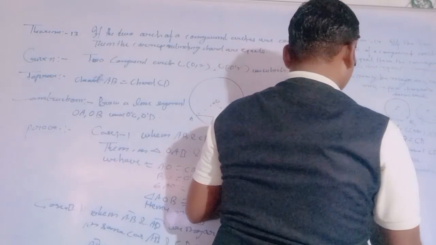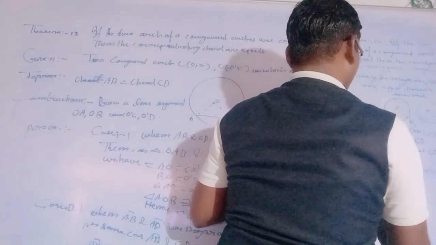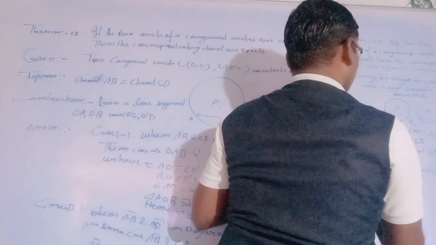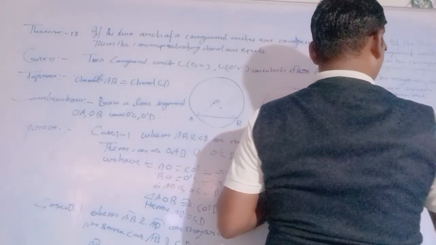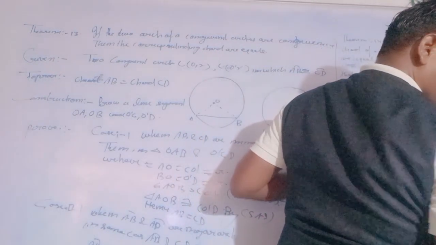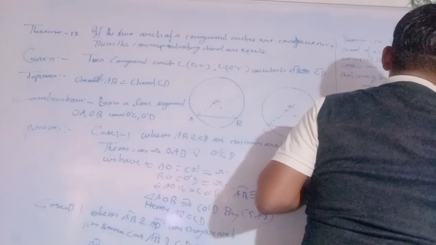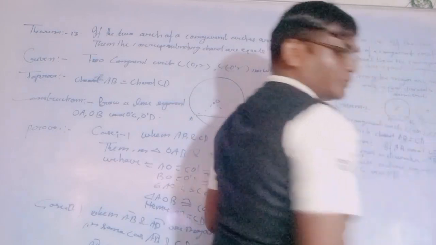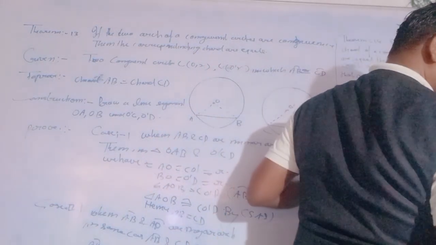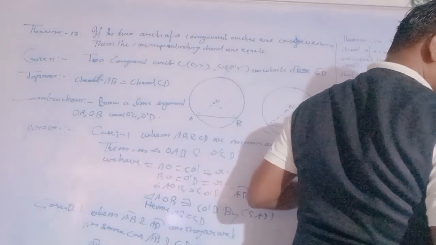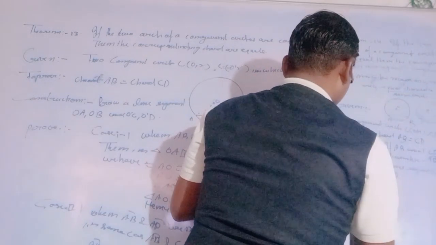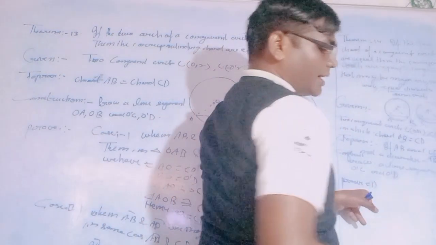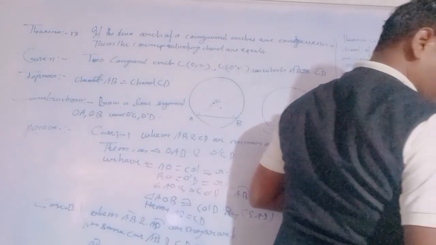Here is the construction. Then we have to prove that arc AB is congruent to arc CD. So we have to prove this one thing, and we have to take the case proofs. Right here, prove case first. What is case first? It is when AB and CD are minor.